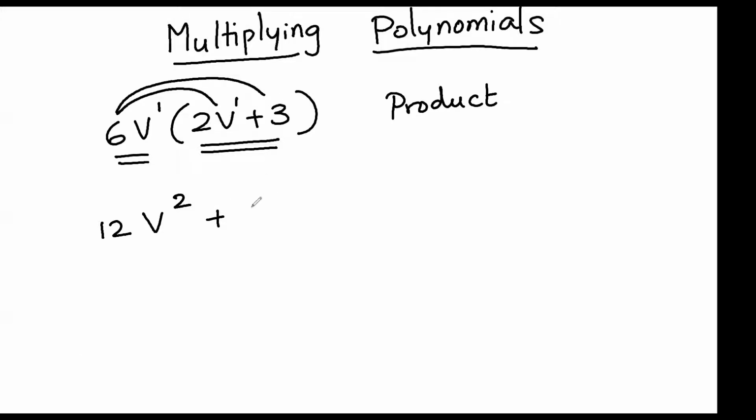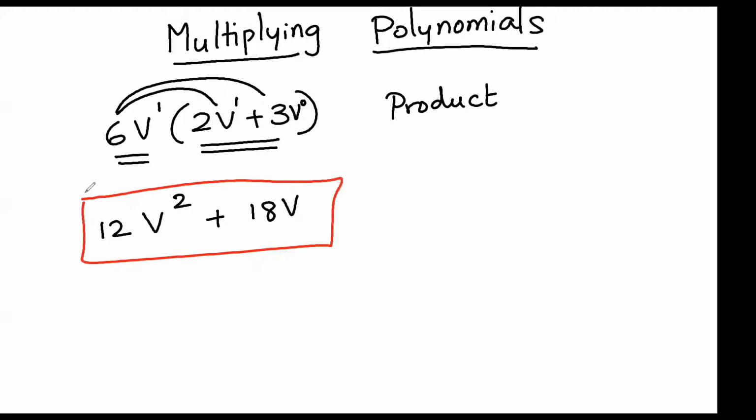6 times 3 is 18, and v is simply going to be v, because here there is no variable. That means this is v to the power of 0. So 1 plus 0 is simply 1. So it's going to be 18v. So the product of these two polynomials, 6v times 2v plus 3, is 12v squared plus 18v. So this is your product.